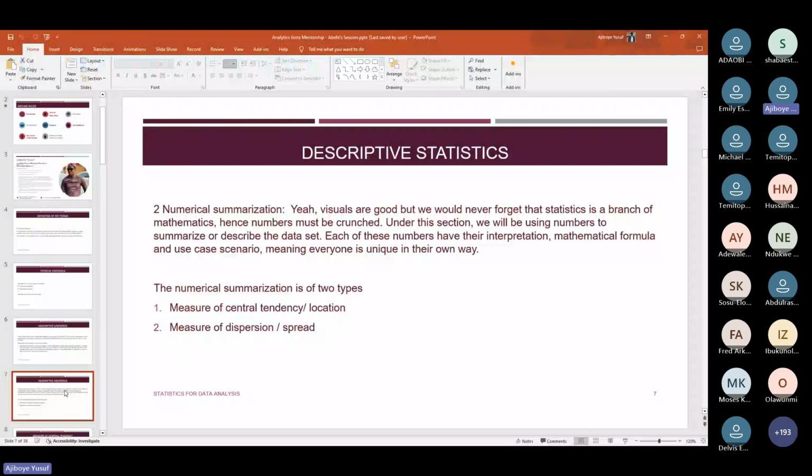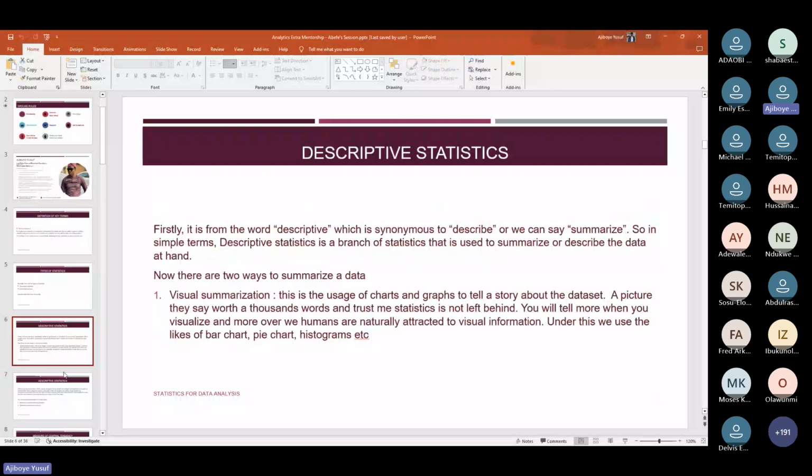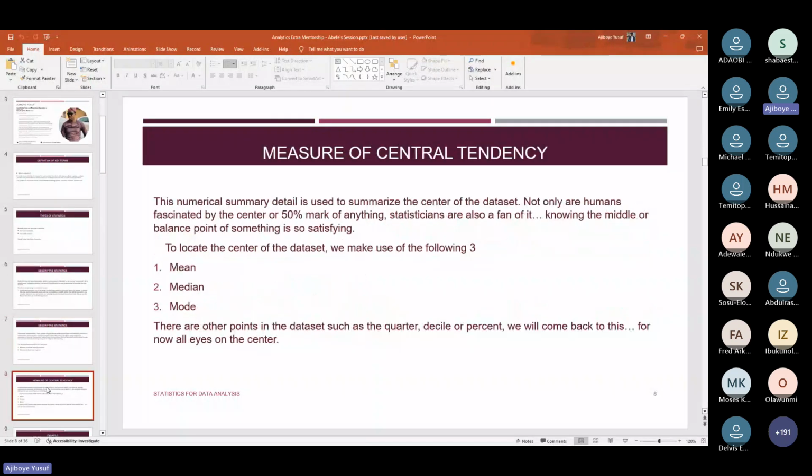So we have two types of them. We have the measure of central tendency, aka the measure of location. I think we've heard of this, and we have the measure of dispersion. So under the measure of central tendency, this numerical detail is used to summarize the center of the data set. Now, human beings are attached to the middle point, 50%, the halfway mark. We are always attached to anything that makes things balance. So mean, median, mode is the measure of location. It helps us to locate the center of our data set.